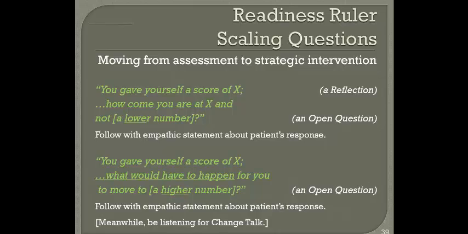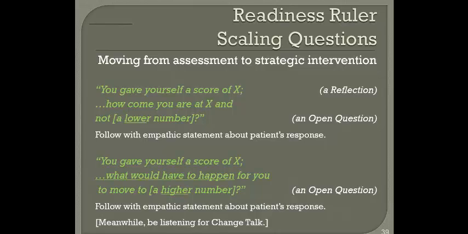The second question, and again it is worded in a very particular way, is to say, so you gave yourself a score of a 6. What would have to happen for you to move to, let's say, an 8? Again, the wording of that question still continues to support change, as the person really is having to focus on what it would take to get the job done, or what it would take to move to the next step.